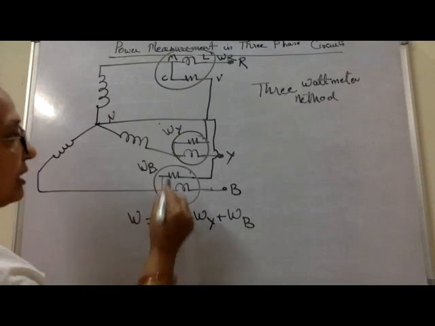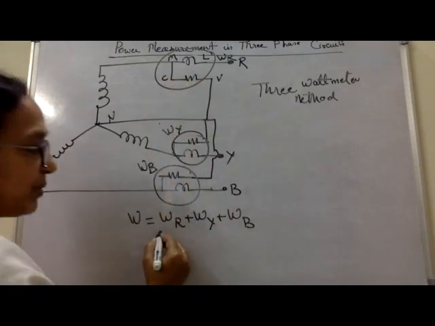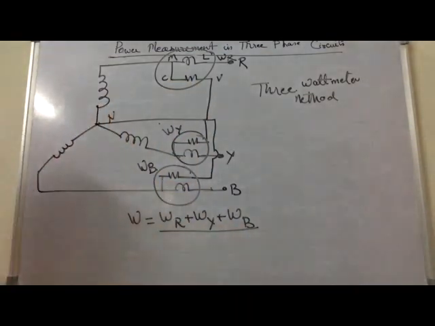All the three readings have to be added together, and you will get the power consumed in each phase, and the total power consumed will be the addition of the three individual wattmeter readings. Now suppose any one reading is negative, then how do we read the negative reading? This addition is the algebraic sum. This is not the numeric sum, this is the algebraic sum.